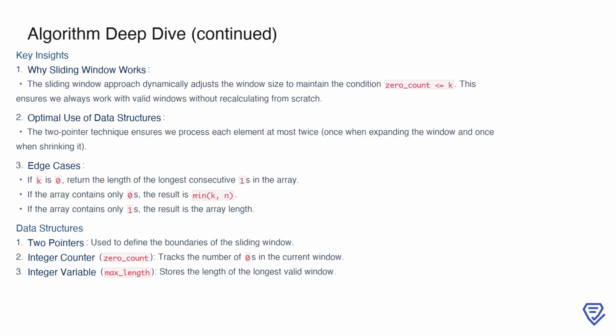The sliding window method uses minimal additional data structures. We rely on two pointers to define the window, a counter to track the 0s in the window, and a variable to store the maximum length found. This simplicity ensures both speed and space efficiency.